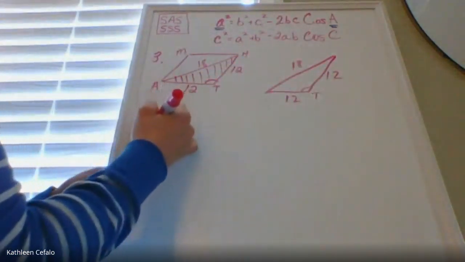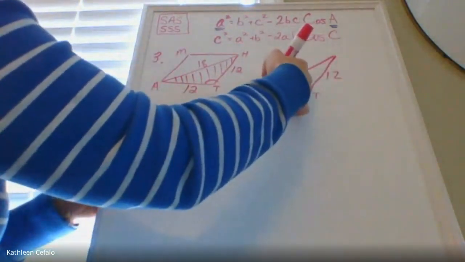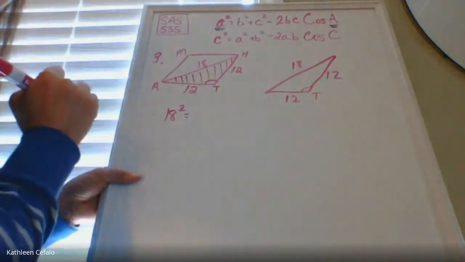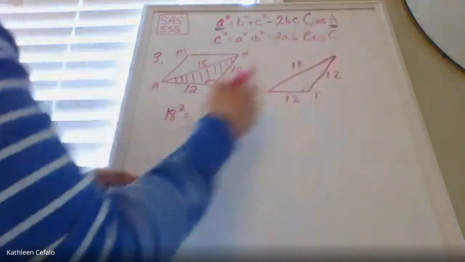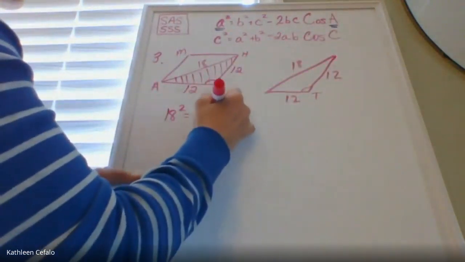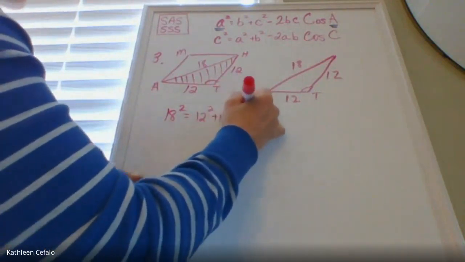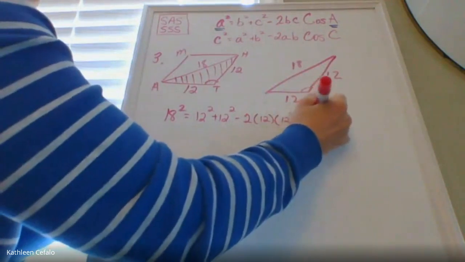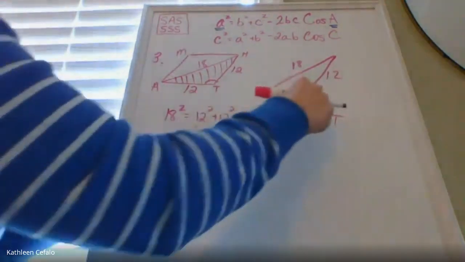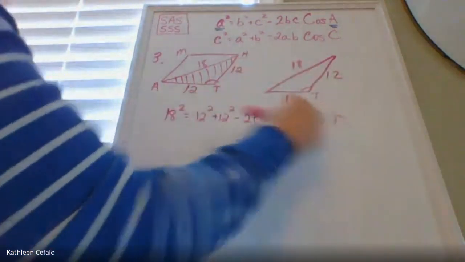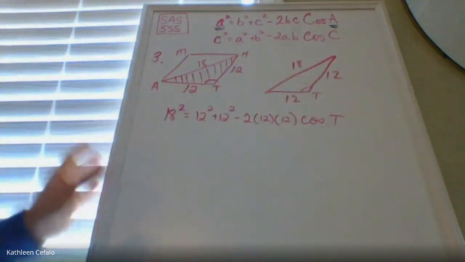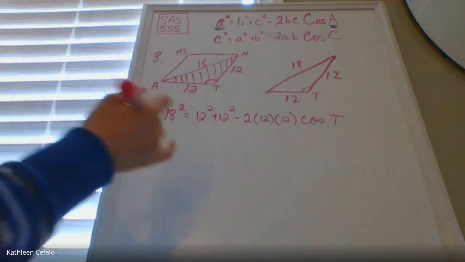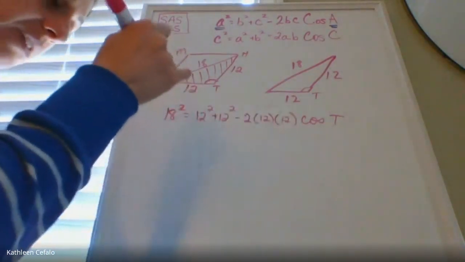Okay, so we are going to start with the side of 18. So I have 18 squared equals. Now we're going to fill in the blanks with the other ones. So I have 12 squared plus 12 squared minus 2 times 12 times 12 cosine T. Because remember our angle pairs, those are going to be the bookends for our formula. Okay, so from here, same thing, order of operations, I have to do it individually.